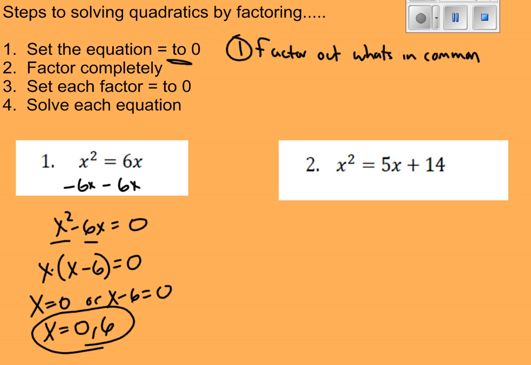There are the zeros, and that translates onto my graph. My zeros would be here at 0, and over here at 6. That would be my zeros. Okay? For this one, what I like to do when factoring is keep x squared positive. It just makes life easier. I don't have to mess with anything. So I'm going to subtract 5x over, subtract 14 over.